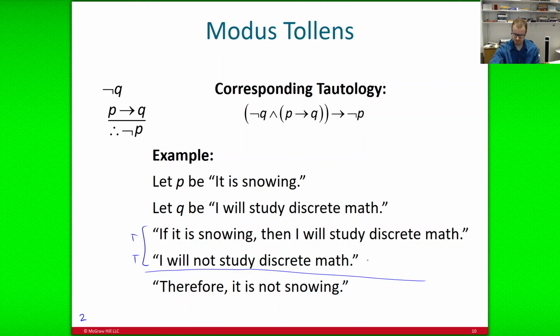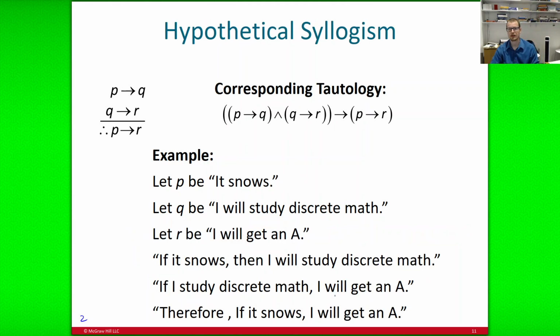If it is snowing, then I will study discrete math. I'm assuming this is true, but I'm not going to study discrete math. Well, the only way that this conditional statement can be true when I'm not going to study discrete math is if it is not snowing. So I conclude it is not snowing. I conclude that that is true.